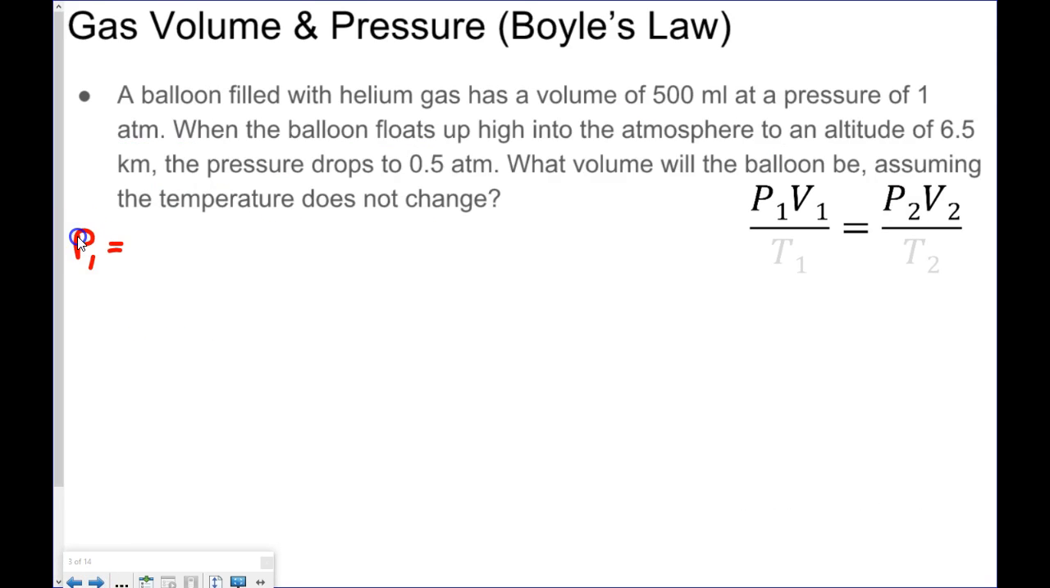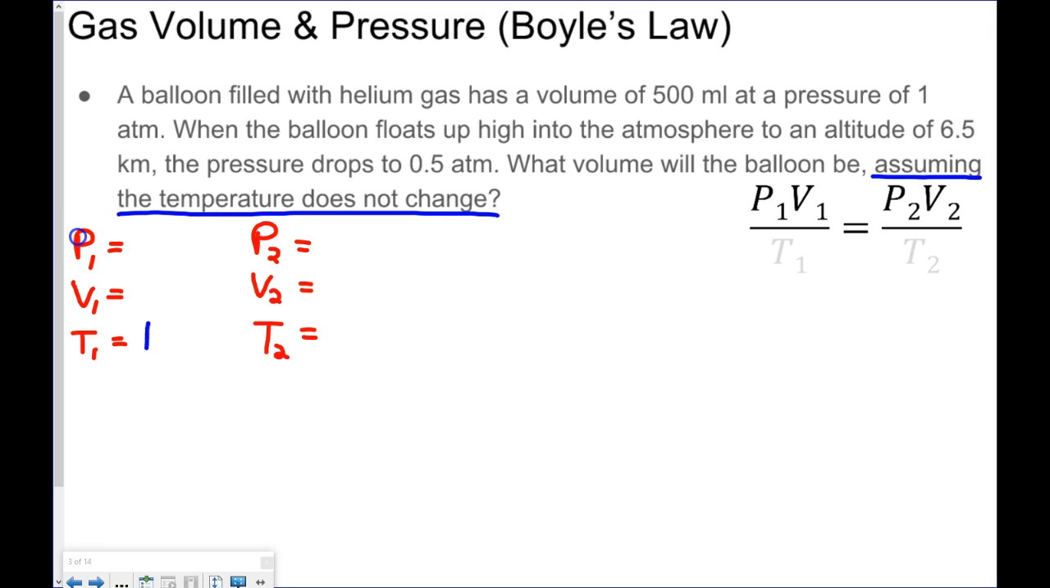All right, going to just do the same thing again. P1, V1, and T1, P2, V2, and T2. Set that up first. Now let's take a look at my question. So the balloon is filled with helium gas, floats up from 1 atmosphere all the way to 6.5 kilometers, where the pressure is 0.5 atmospheres. What volume will the balloon be? So temperature is not going to change, so I'm going to put a 1 there since there's not going to be a change, and this way it's going to kind of cancel them out. I don't really need to factor them into this.